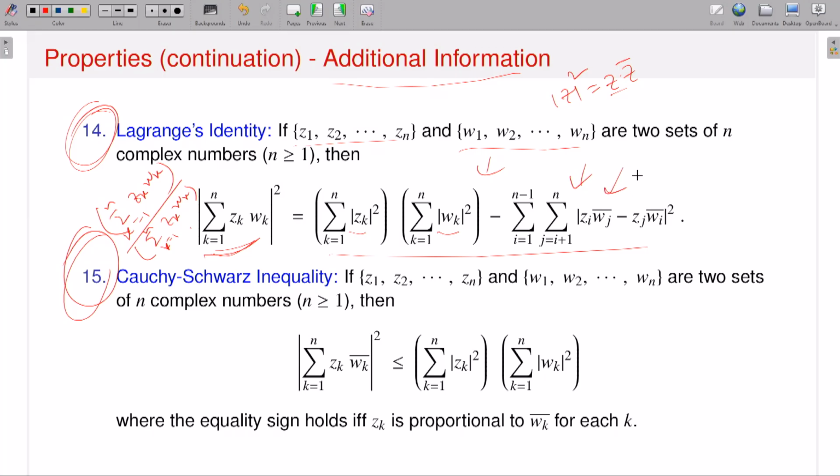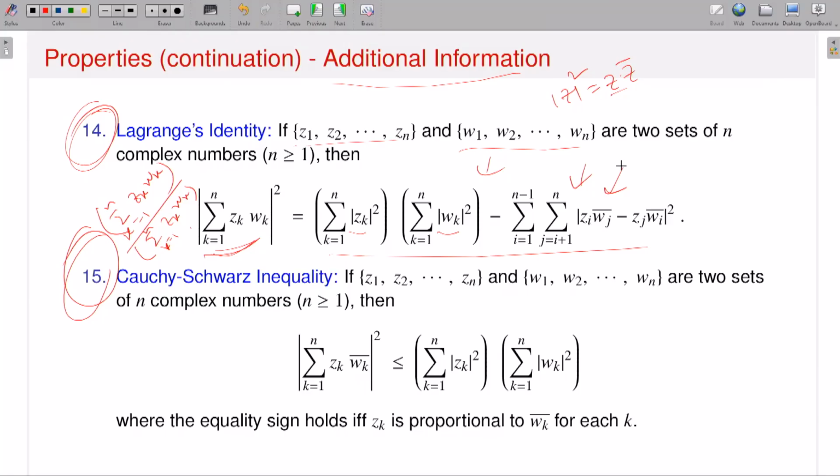So the idea is, what is the formula if I have a modulus on the outside of the summation, when do I put that modulus inside the summation? By this formula. Okay, so this is the Lagrange identity.